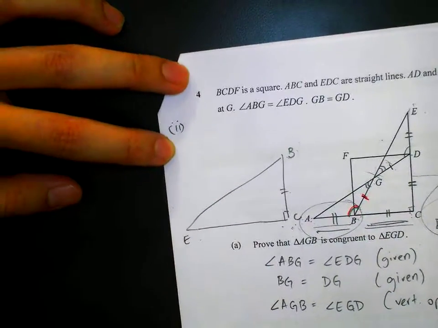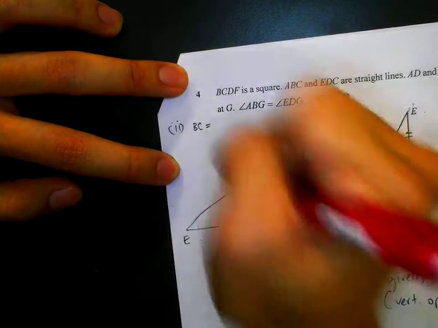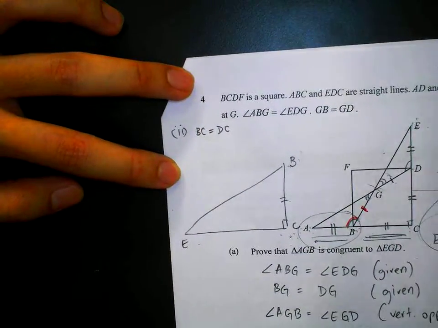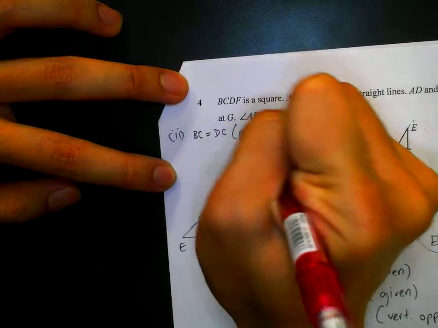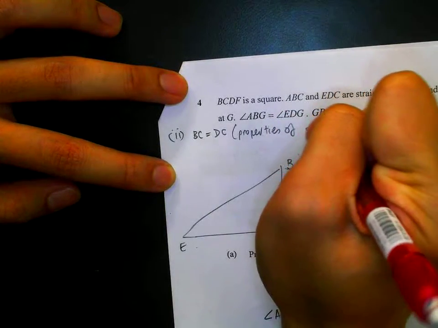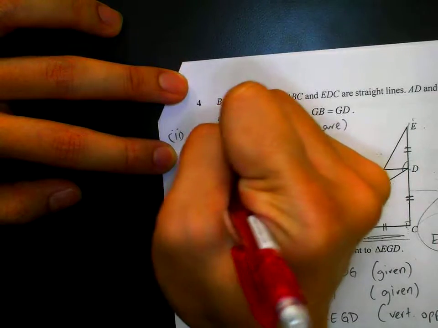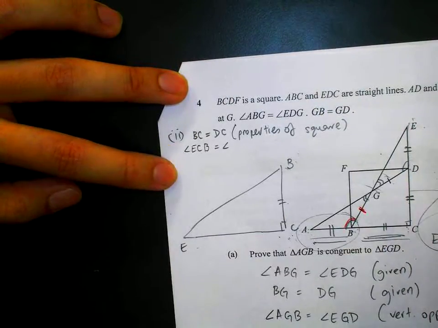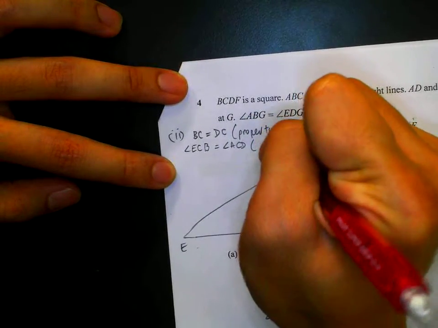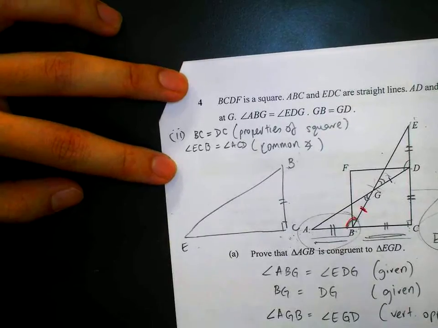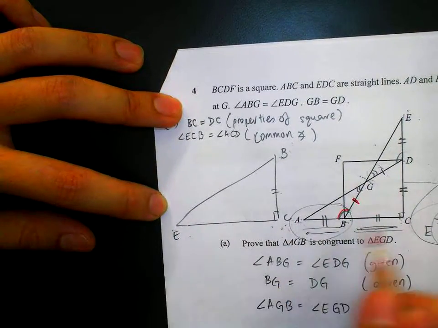For C part 2, BC equals DC, properties of square. Then we got angle ECB equals ACD. This one also, this is a common angle. Not so much about properties of square, but it is the same angle. Next part, I want to prove that EC equals AC.